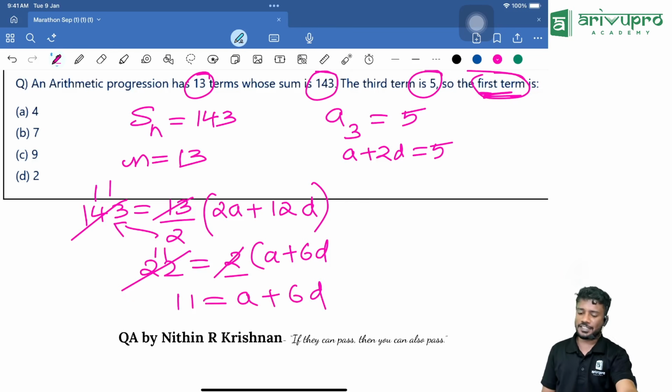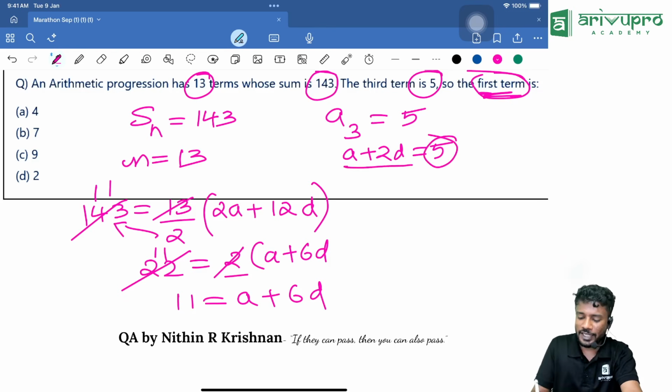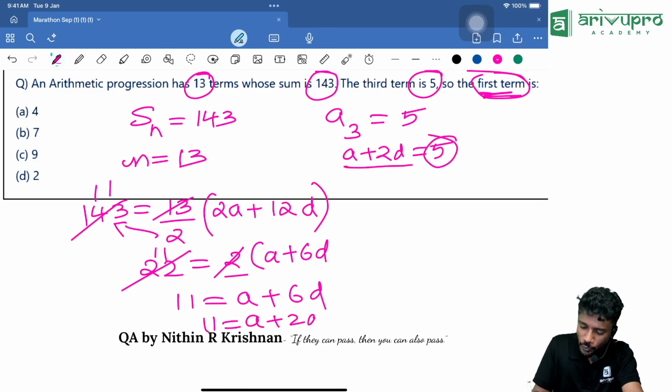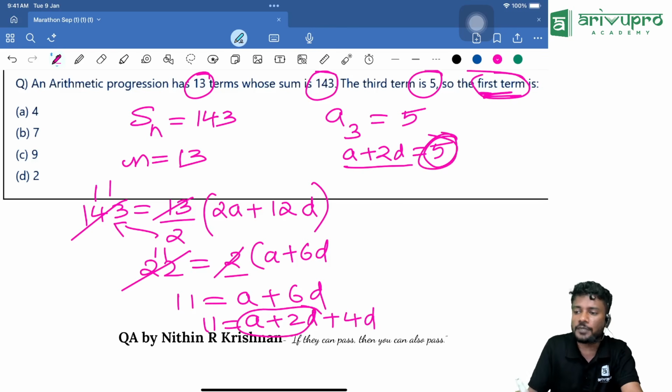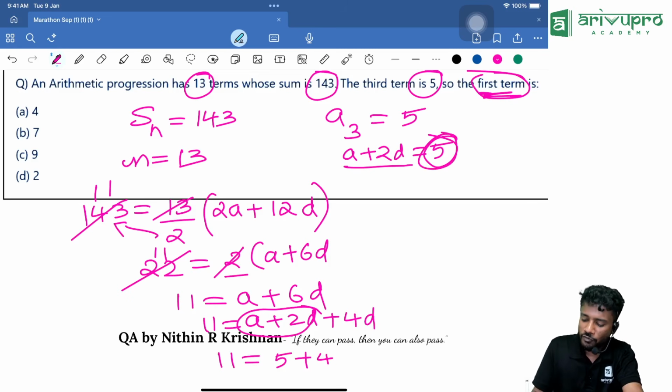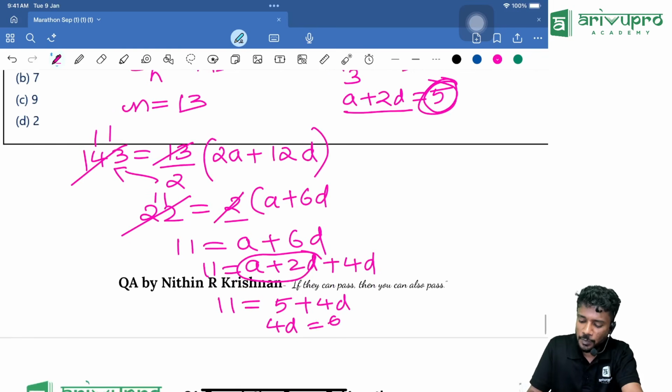Now how will you find the value of a? We know that a plus 2d is equal to 5. So can I write 11 is equal to a plus 2d plus 4d. Instead of a plus 2d, what will you substitute? 5. 11 is equal to 5 plus 4d. Then 4d is equal to how much? 6. 4d is equal to 6.